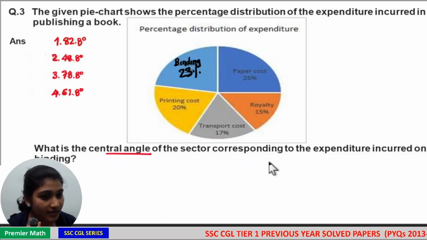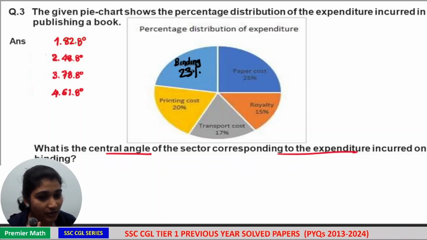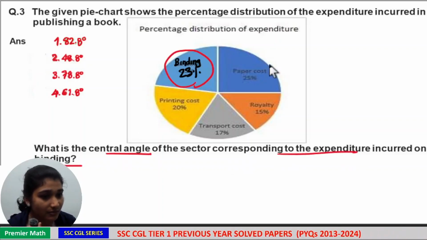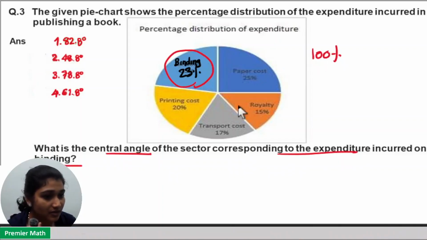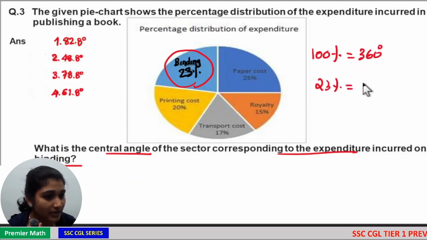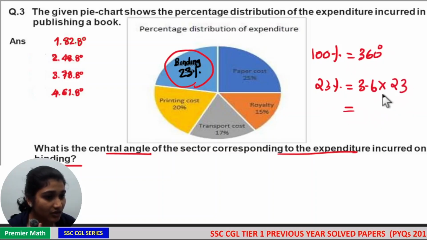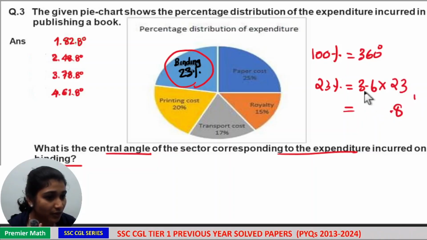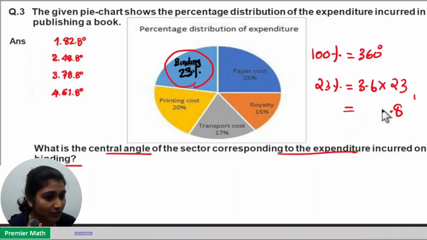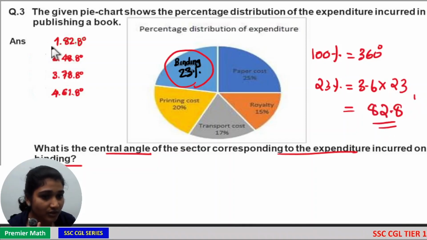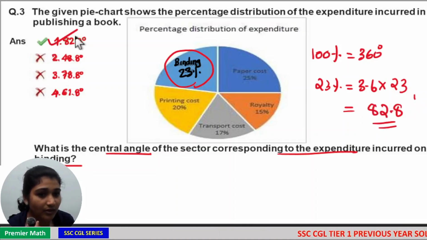What is the central angle of the sector corresponding to expenditure incurred on binding? On binding it is 23%. Total 100% is equal to total degree 360 degree. Then 1% is 3.6, 23% is 23 into 3.6, which is equal to 6 into 3, 18, 6 into 2, 12, 12 plus 9, 21, 21 plus 2, 22, 3 into 2, 6 plus 2, 8. So option 1 is your answer, 82.8 degree.